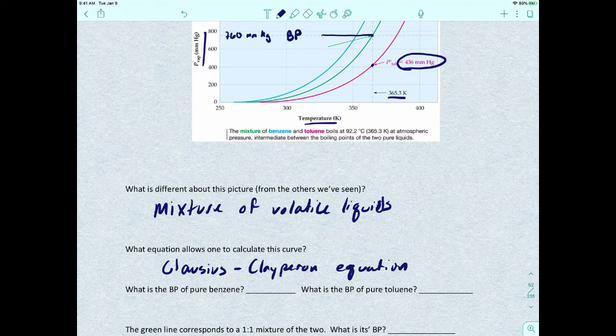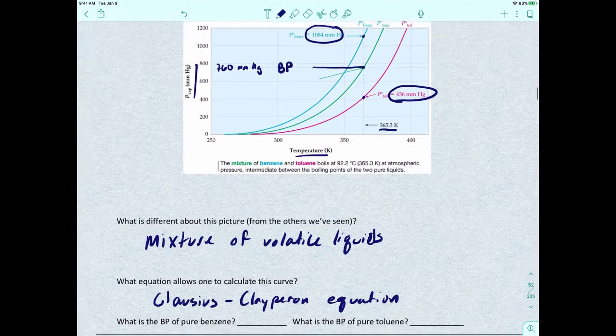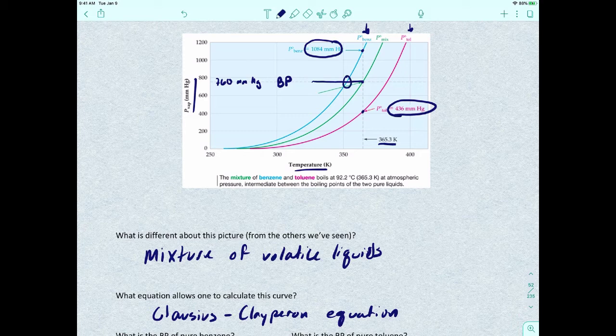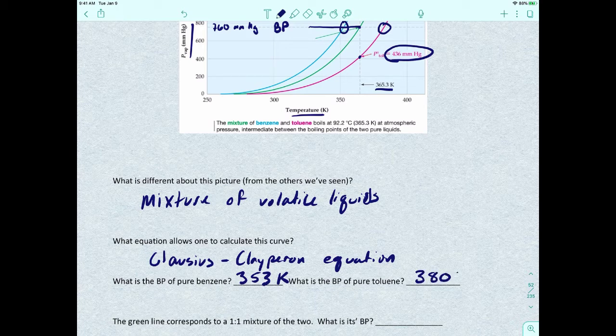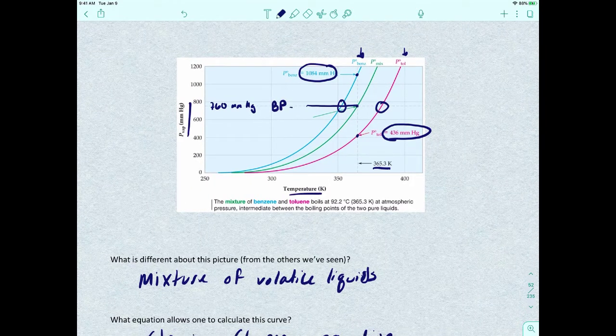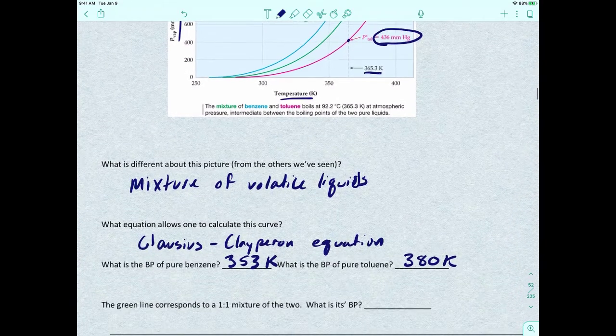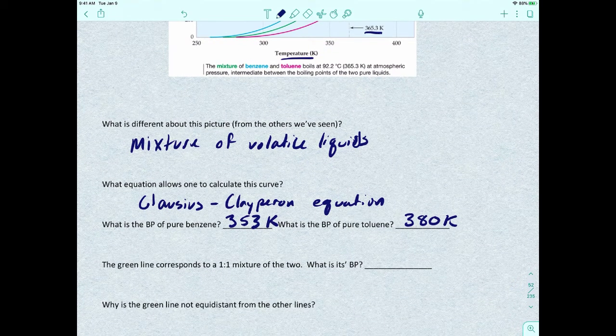So what is the boiling point of pure benzene? If we look at where this graph intersects at 760 millimeters of mercury, the boiling point of pure benzene is around 353 Kelvin, and the boiling point of pure toluene is 380 Kelvin. Again, all we did was draw a line, and where the line intersects at 760 millimeters of mercury, that's the boiling point. Now, the green line corresponds to a 1-to-1 mixture of the two. That boiling point is at 365.3 Kelvin.